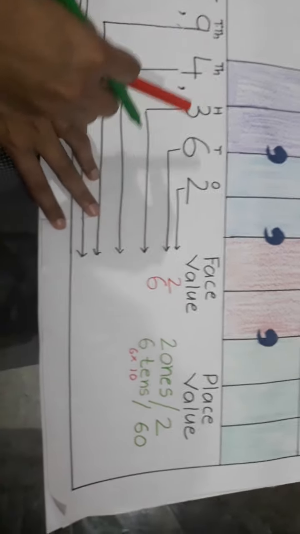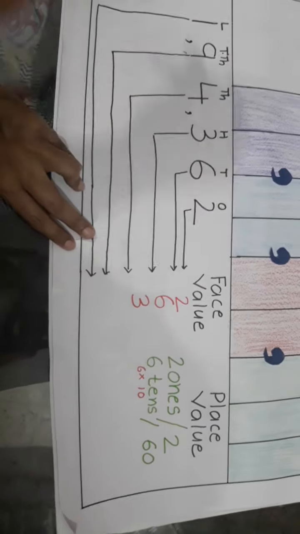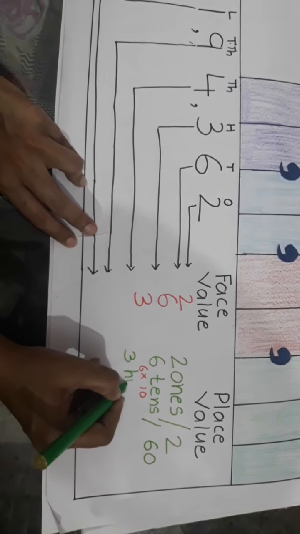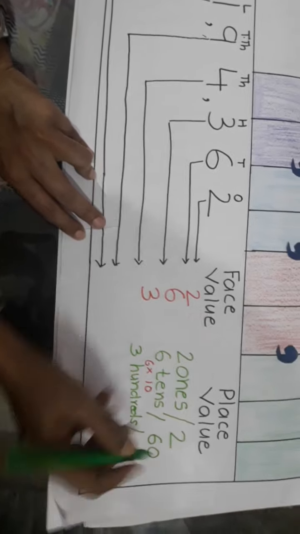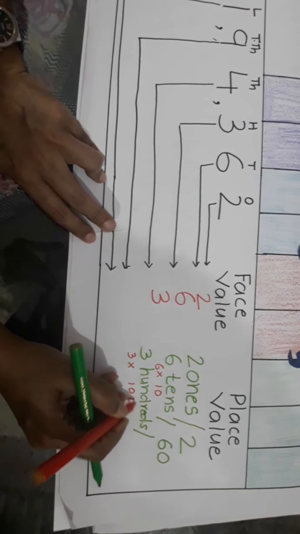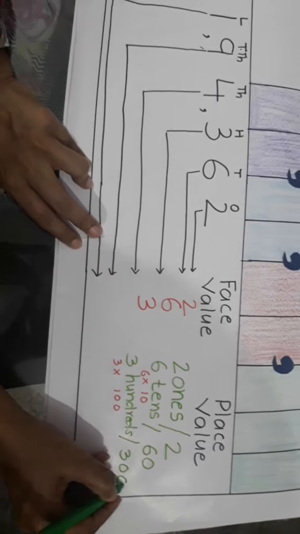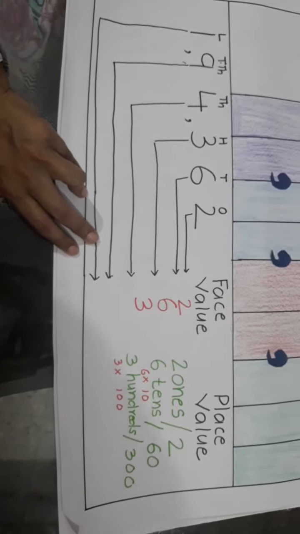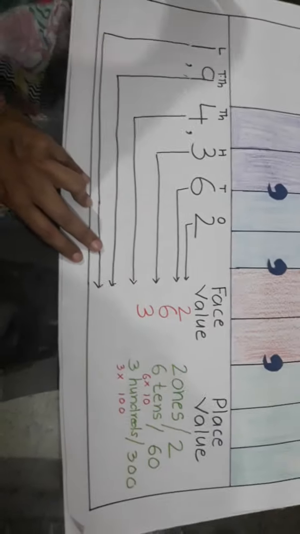Which is the next digit? 3. What will be the face value? It is going to be 3. But what is the place value? It is 3 hundreds. And 3 hundreds means what? 3 multiplied by 100. So what is the answer? 300. See, I have written both methods, children. You can follow any one. But if you ask me, I find this one easier. You know how? I'll tell you in the next example.